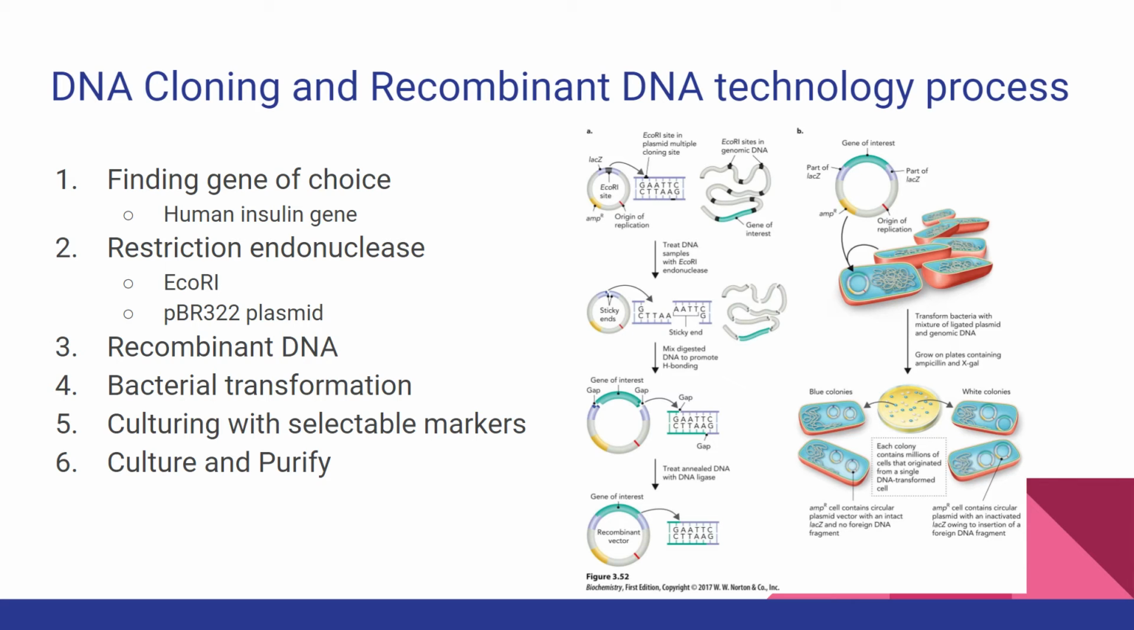We then insert the recombinant DNA into E. coli using bacterial transformation. E. coli is then cultured, but not all of the E. coli will take the plasmid, so we use selectable markers like antibiotic resistance to determine if the plasmid was inserted correctly. We then isolate the E. coli that took the plasmid and place it into fermentation tanks where the bacteria will produce insulin, which we will ultimately harvest and purify, creating synthetic insulin.